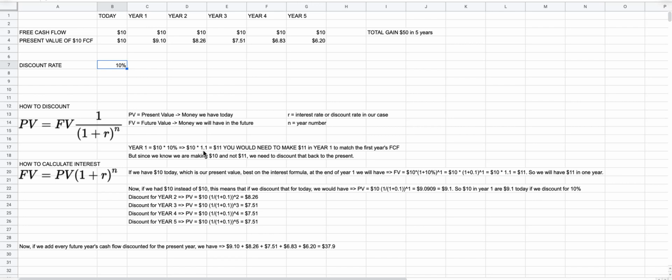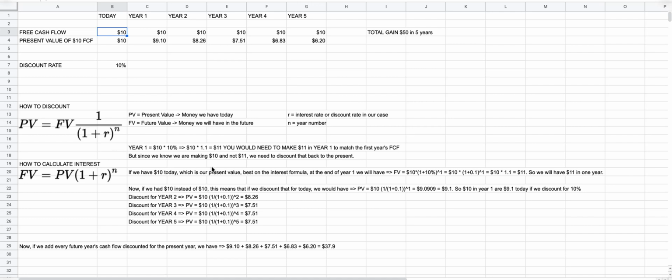So if we know that we're going to be making $10, because we do know that in year one we're not making $11, we know that we're making $10, right? So here we started with 10 and we made 11. But if we made 10, what would be our starting value? This is what we're examining. What would be our present value? So if our future value is $10, what would be our present value? This is what we're trying to find with this model.